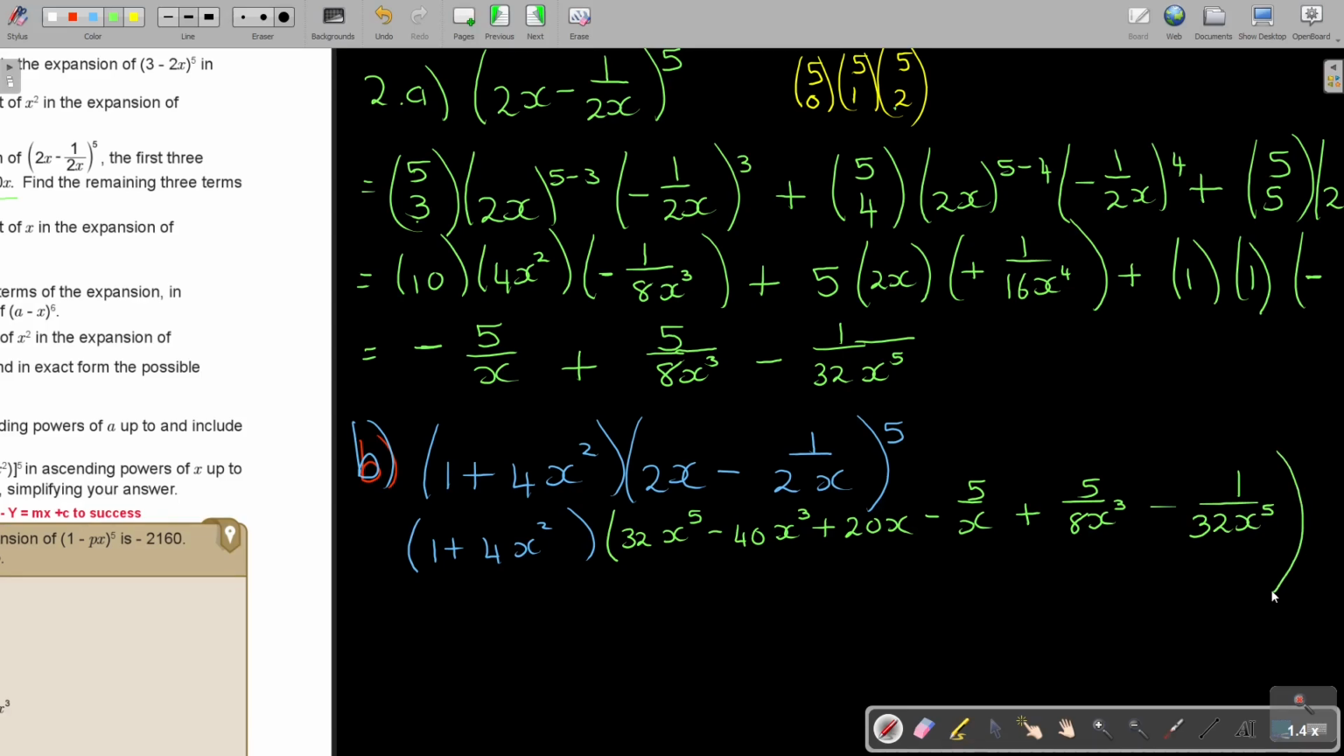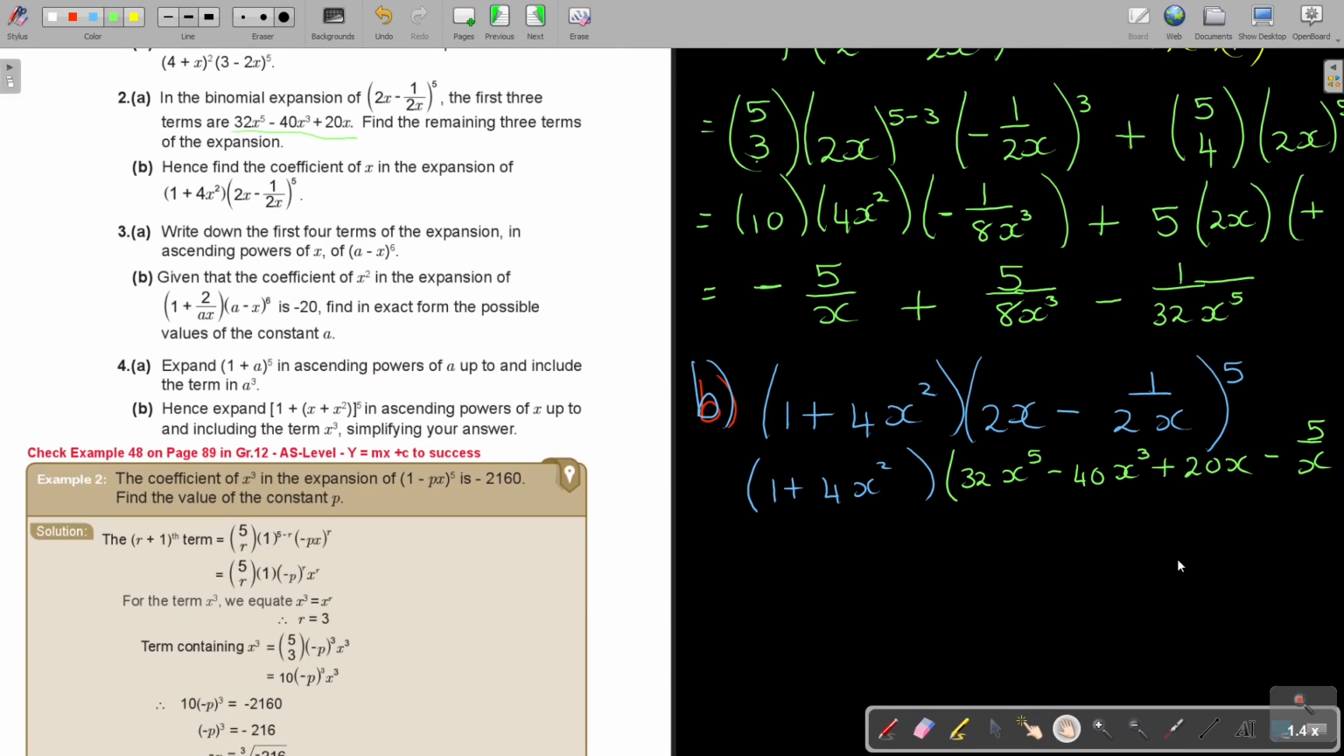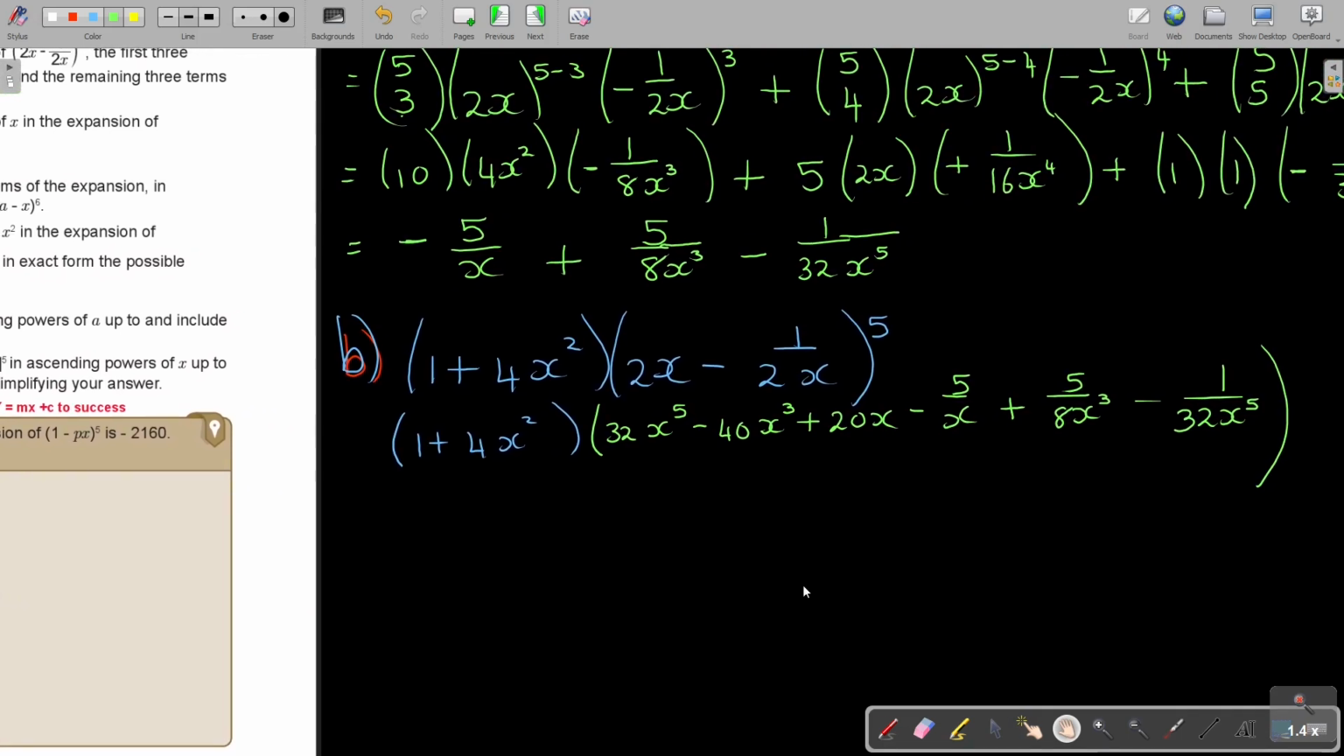Okay, and now I'm reading the question. What do they want? They say, hence find the coefficient of x. So they just want x. So I must now see, what will I multiply to get only x? Oh, I can see already 1. If I multiply this, I will only get x. But now I have to think of cancelling out.